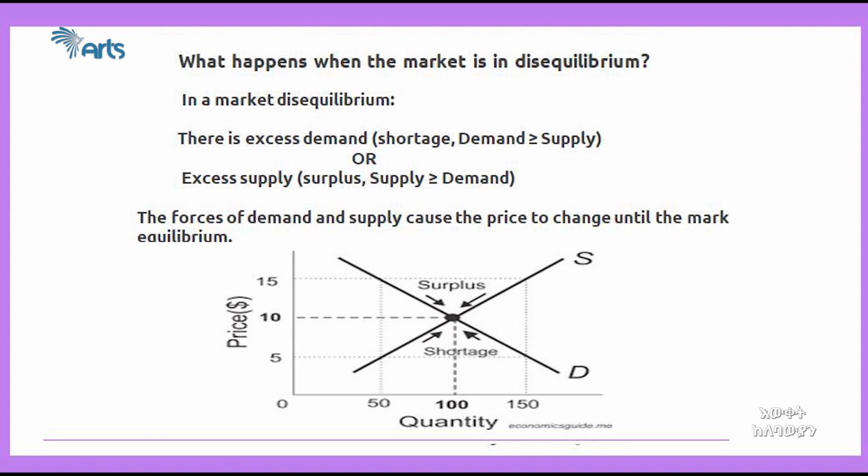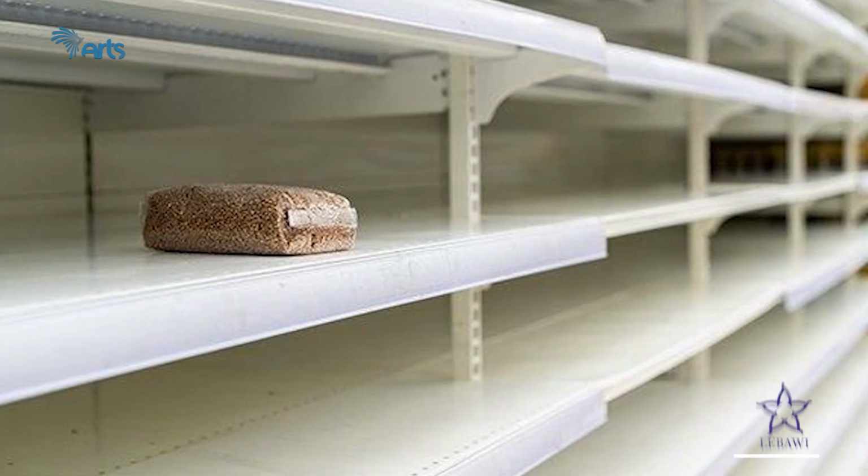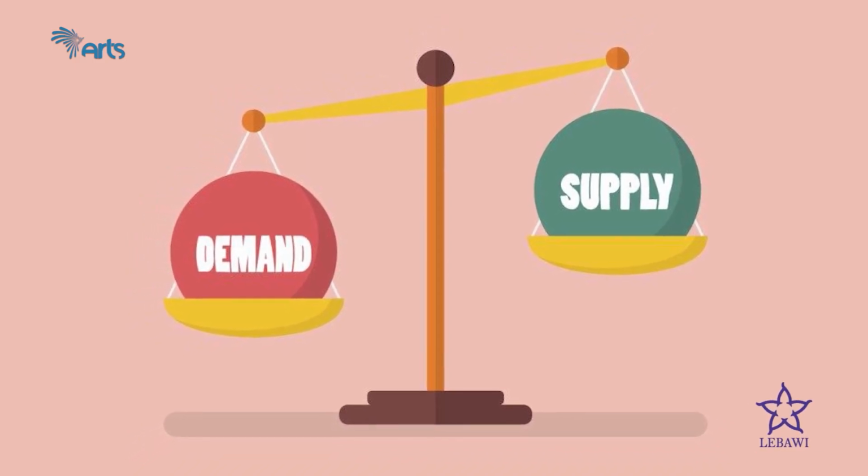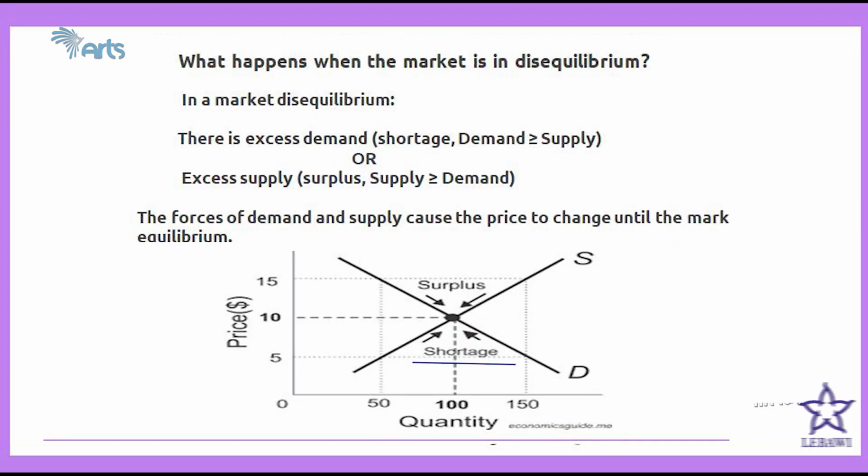Also, if we move below the equilibrium point, there's a problem, and that problem is called shortage. So shortage means when the demand exceeds the supply. So as we see, consumers and buyers don't want to move above the equilibrium because they're going to run and face a problem.